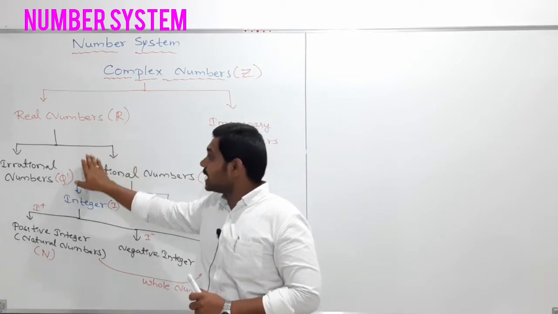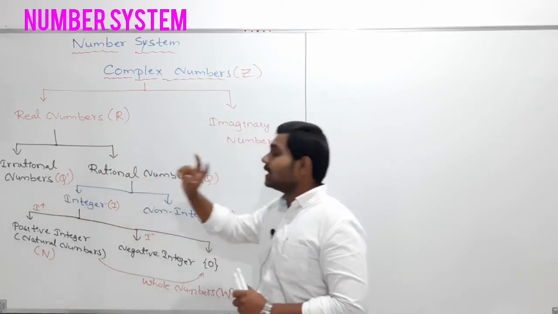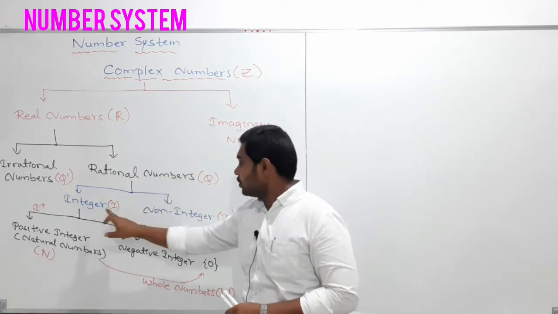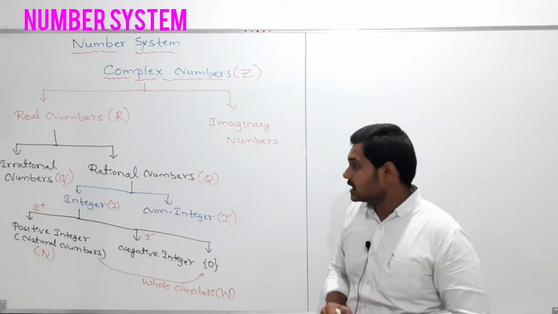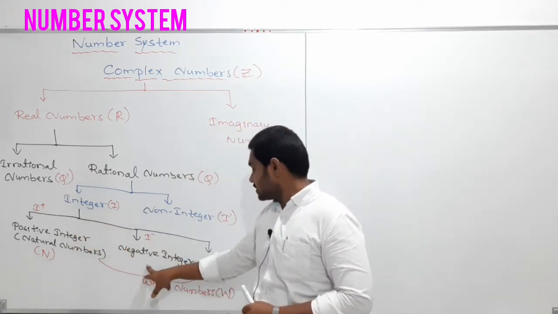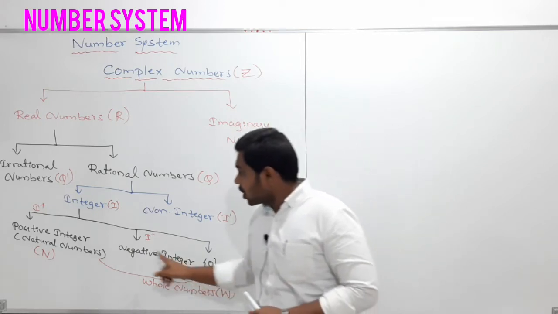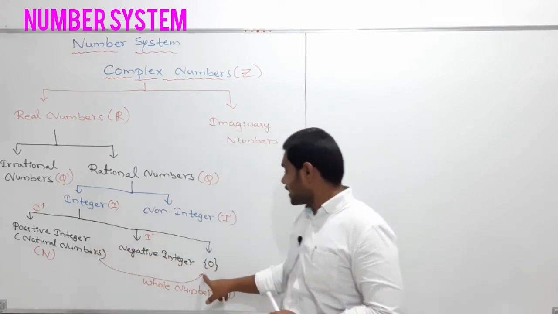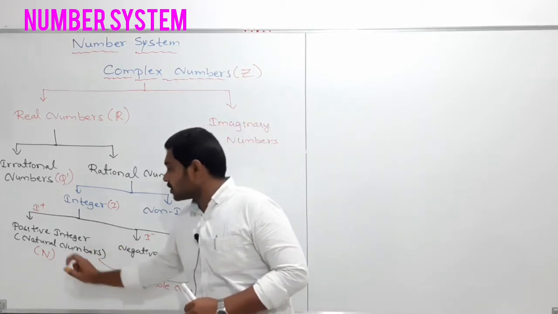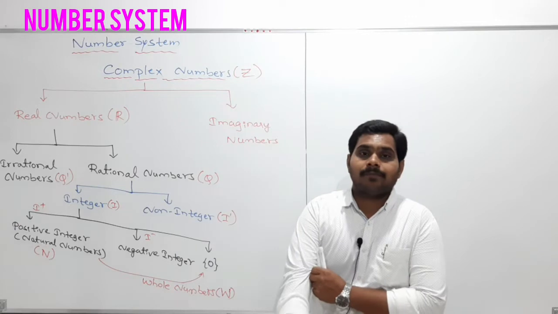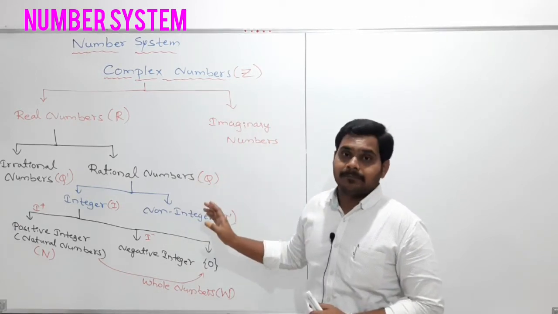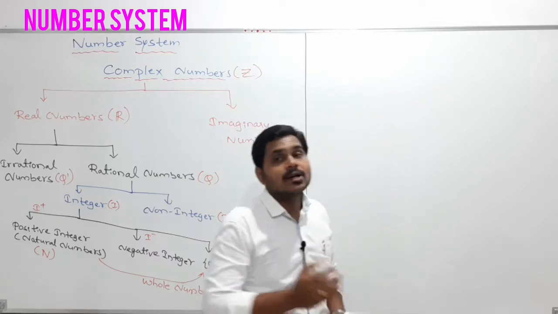Now, my dear students, real numbers. The real numbers we can divide into irrational and rational numbers. Clear? And rational numbers we again divide into integers and non-integers, and in integers we have positive integers, negative integers and 0. Including all these positive integers, negative integers and 0, we call them whole numbers, and the positive integers we call natural numbers. My dear students, this is just a brief explanation, but now we are going to discuss one by one.